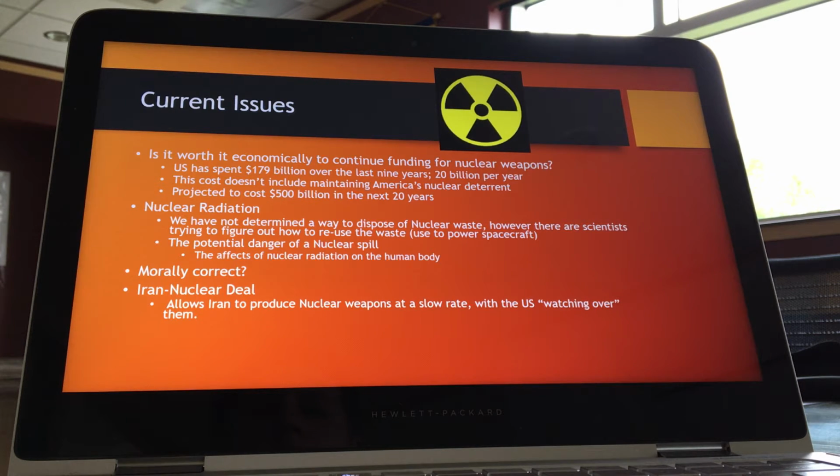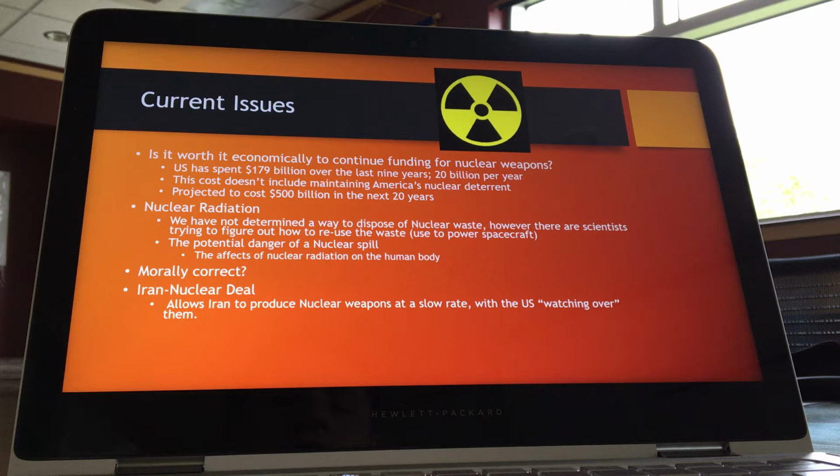Also, people get a little worried about nuclear radiation as there is currently no way to dispose of nuclear waste. But scientists are figuring out ways to reuse the nuclear waste in energy forms, which would help eliminate that issue. And they've found a way to power spacecrafts with this nuclear waste. So that's an interesting idea.